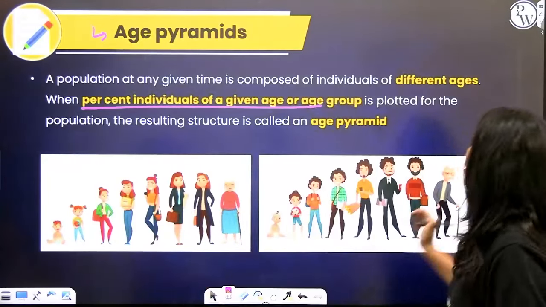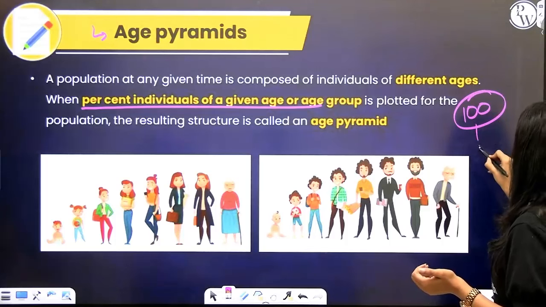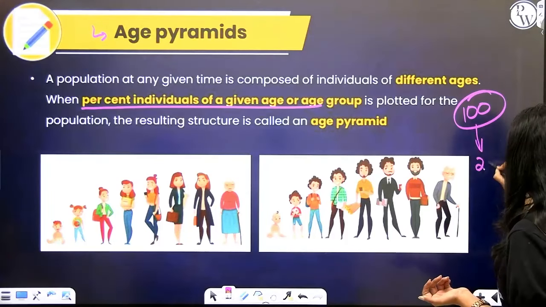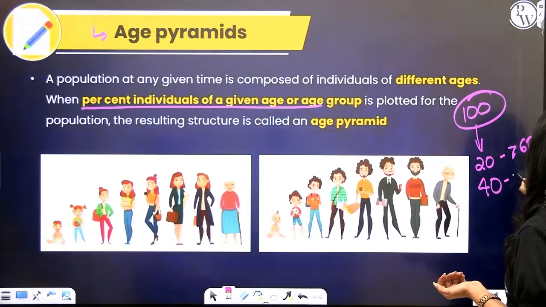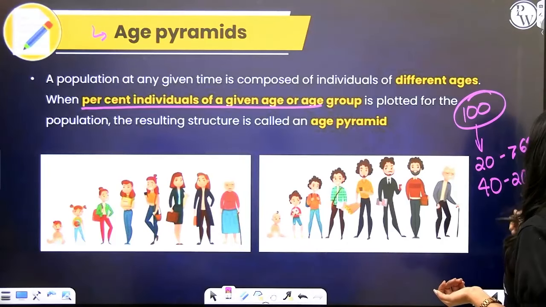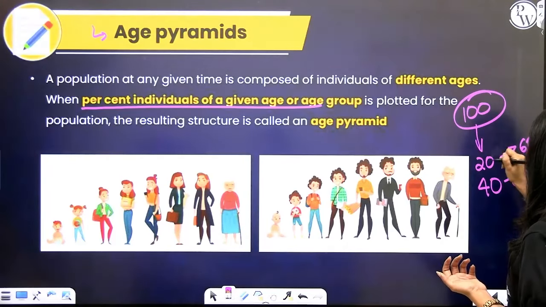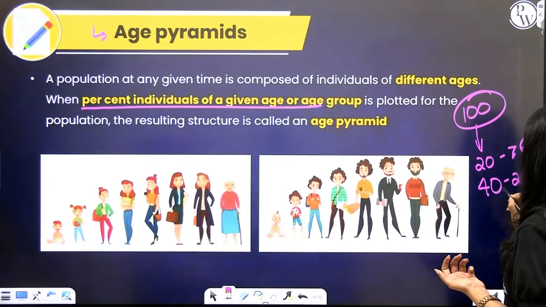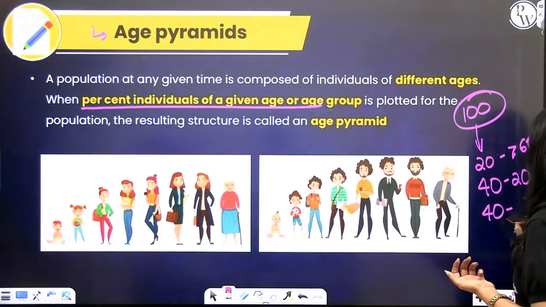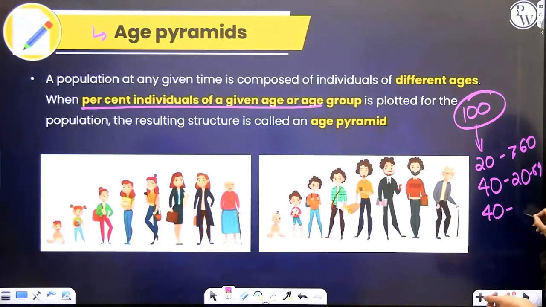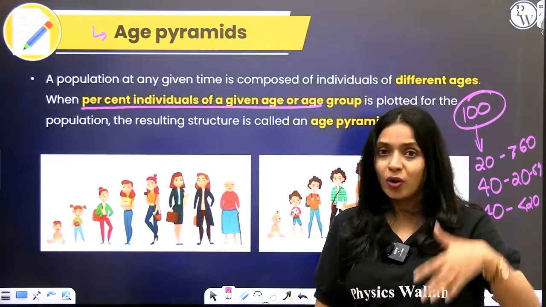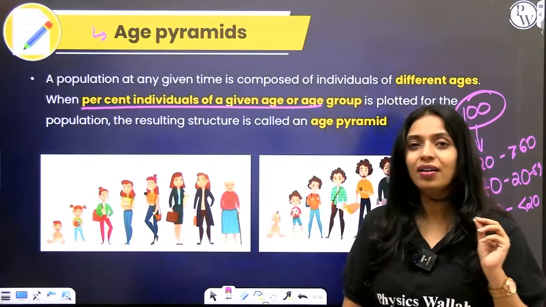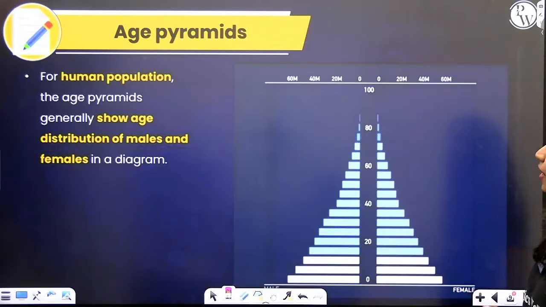For example, if you consider a group of 100 people, among these 100 people, about 20 people could be over 60 years of age. There could be 40 people that are between 20 to 59 years of age. And there could be, how many are left? 40, 50, 60, 70, 80, 90, 100, 40 more. I'm sorry, my math is not very sharp. So 40 more, they are under 20. Okay, so these percentages, if you plot them, what you get as a result is what we call an age pyramid.